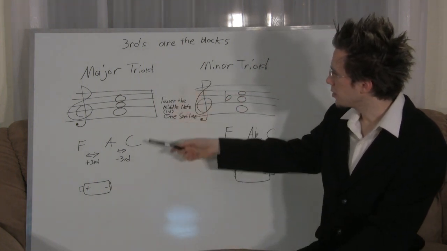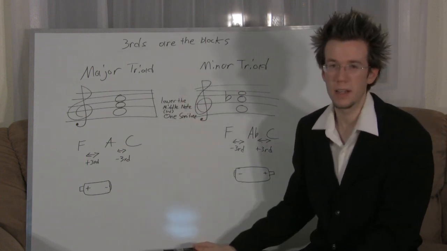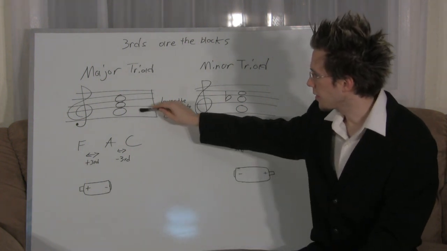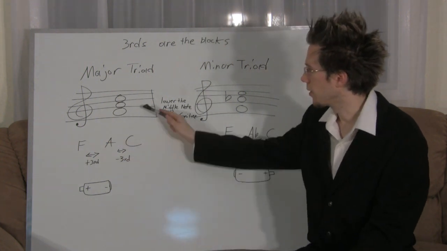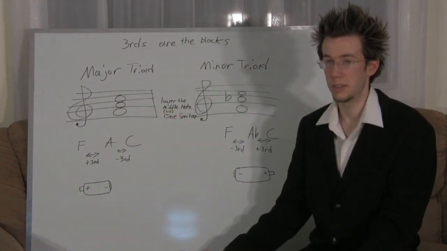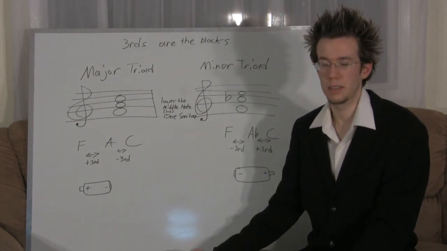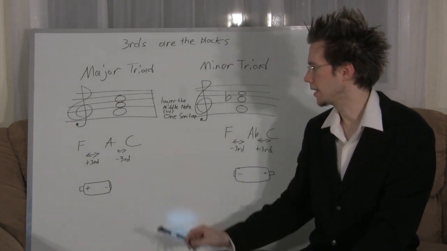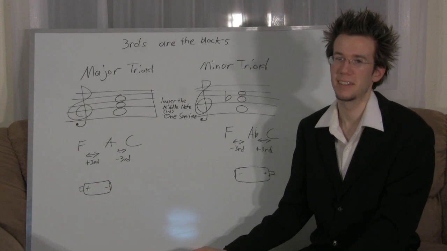So the major triad right here is made up of two intervals. The first interval is from the F to the A, okay? So that's F to A. Now, if you know your intervals by now, which I hope you do, it's a major third. F to A is a major third. Okay, now what would be A to C? I already have it written down here, so you should probably know.